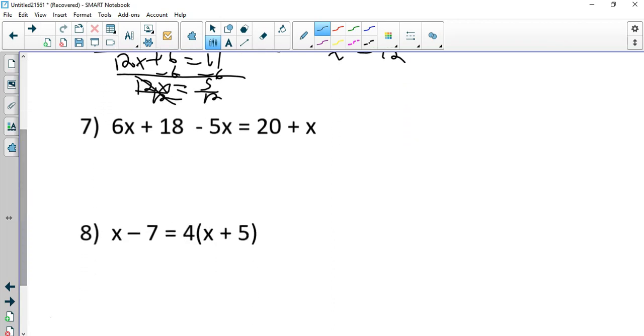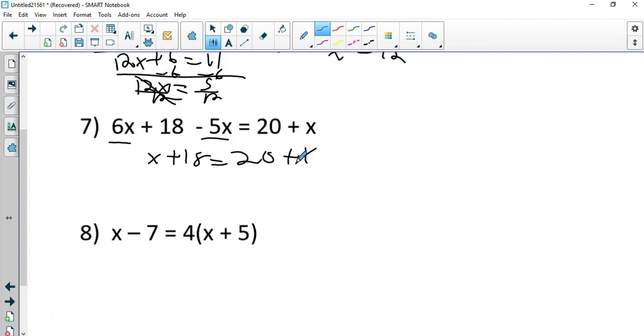Number 7. Now, there's 3 things on the left side, but these are like terms. So I'm going to simplify first. 6x minus 5x is x. Plus 18 equals 20 plus x.